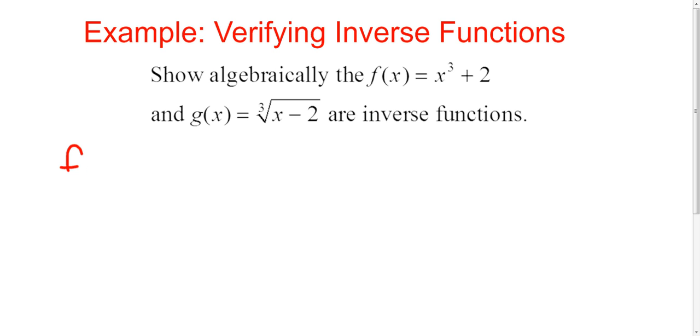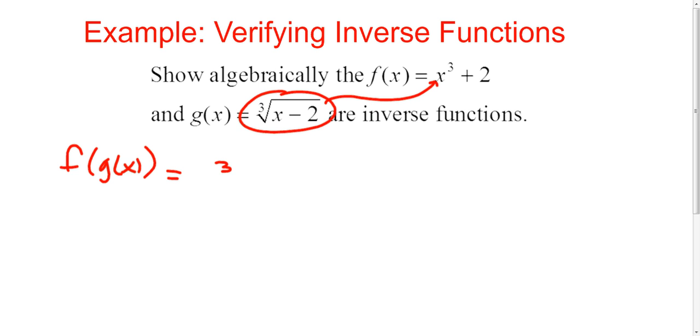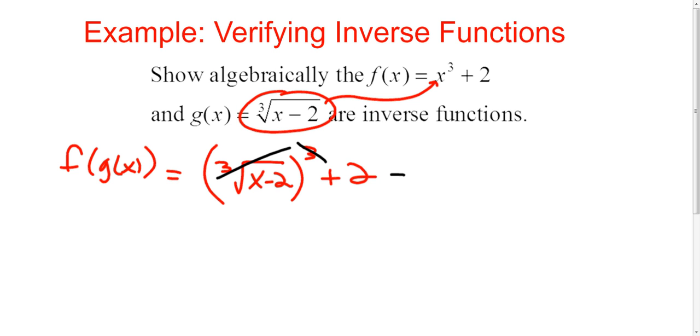Okay, so here we go. We'll do this one, and we'll do f of g of x first. That means I take g's function and I put it into f's, okay? So I should have the cube root of x minus 2, cubed, plus 2. Well, the cube and the cube root will undo each other. So I will have x minus 2 plus 2, which is just x, which is what I should get, okay?